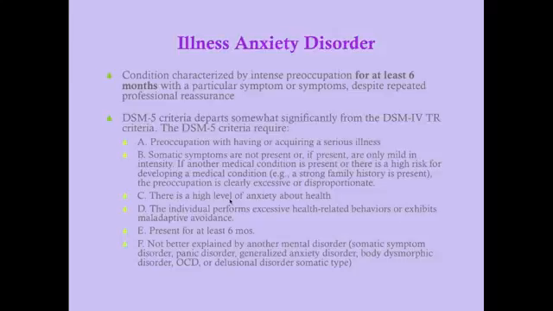Criterion C, there's a high level of anxiety about health. That kind of comes under the anxiety facet of this disorder. D, the individual performs excessive health-related behaviors or exhibits maladaptive avoidance. You can see here how this is somewhat similar to somatic symptom disorder. E, it needs to be present for at least 6 months. And then F, it's not better explained by another mental disorder, including somatic symptom disorder, panic disorder, generalized anxiety disorder, body dysmorphic disorder, OCD, or delusional disorder somatic type.